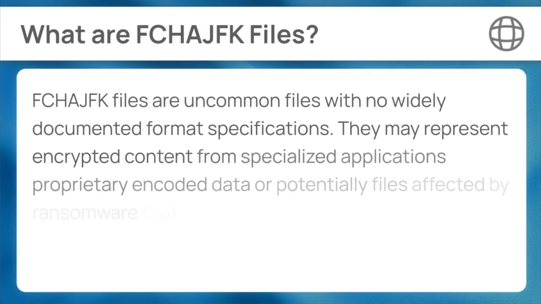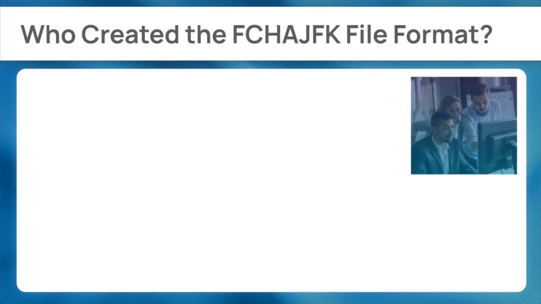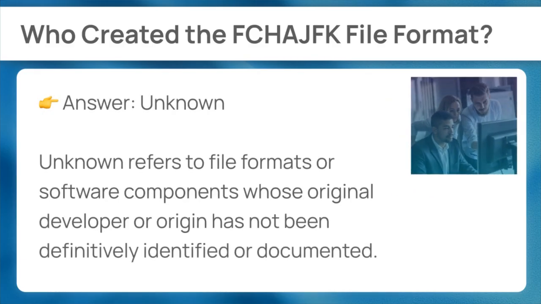FCHAJFK files are uncommon files with no widely documented format specifications. They may represent encrypted content from specialized applications, proprietary encoded data, or potentially files affected by ransomware that renames victim files with random extensions to prevent normal access.